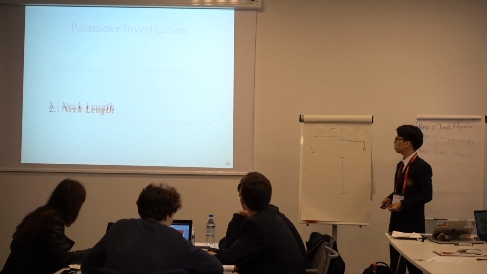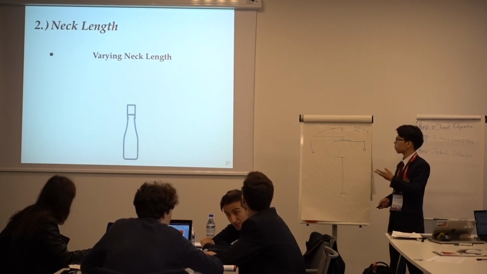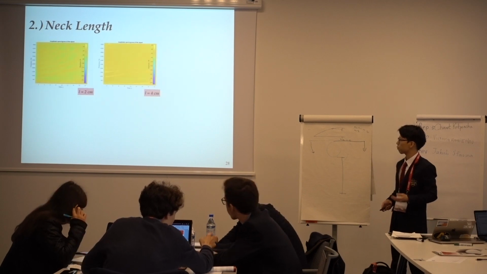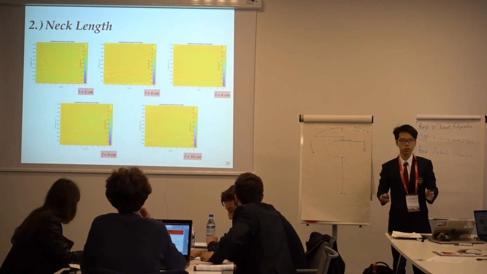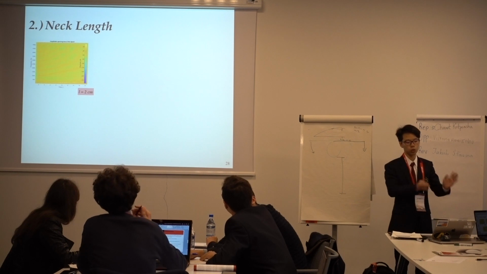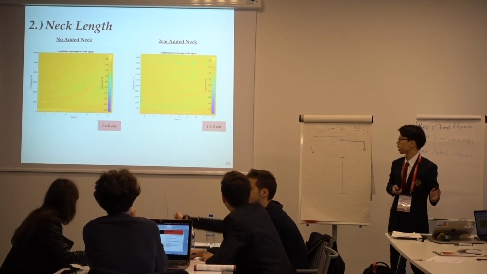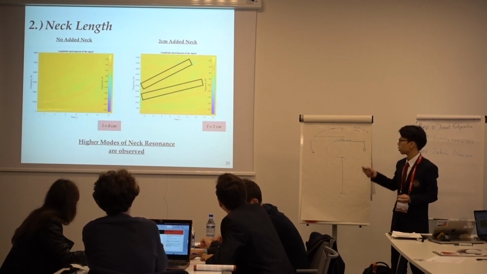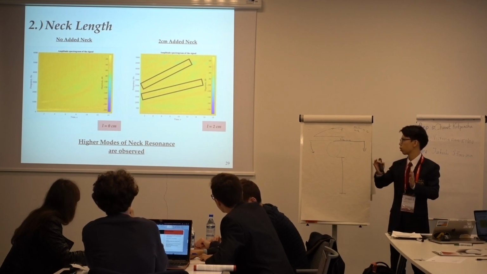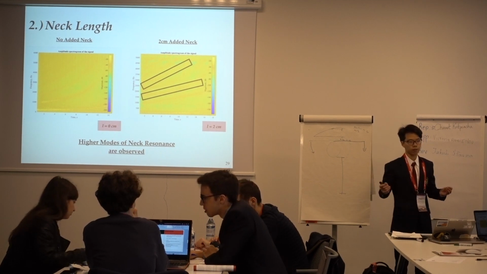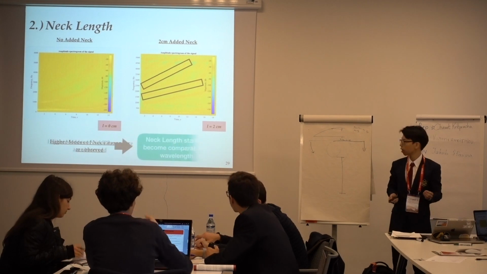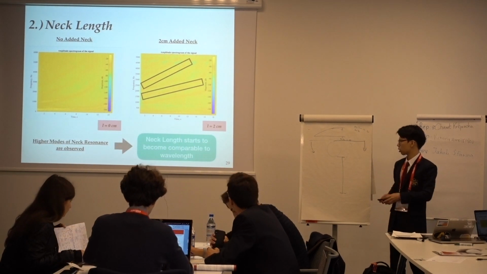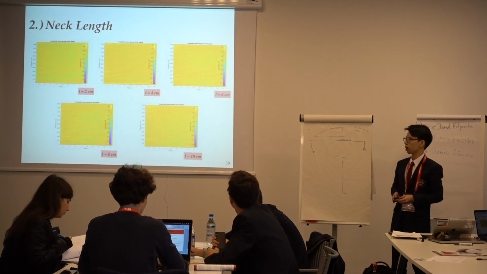Next is the neck length. So here we're going to be increasing the neck length and see the results. And this is what we get for 2 centimeters to 10 centimeters. First thing, we're going to compare the 2 centimeters to no neck at all. And what we notice is that for the 2 centimeters there's a higher mode of the neck resonance, further validating our assumption, because the neck starts to become comparable to the wavelength.